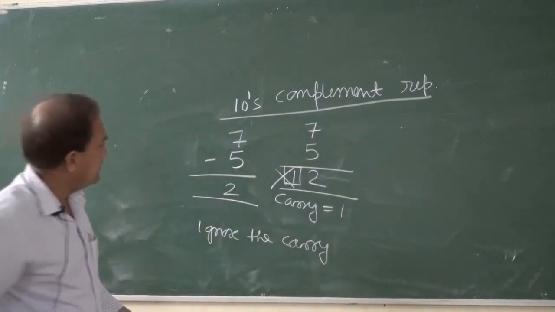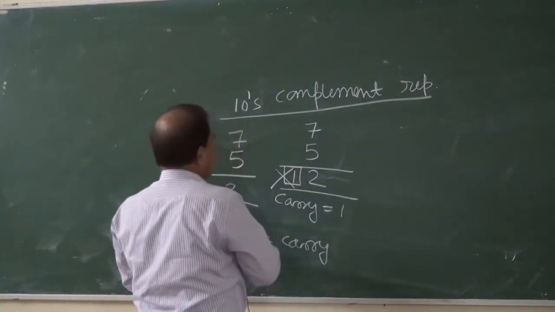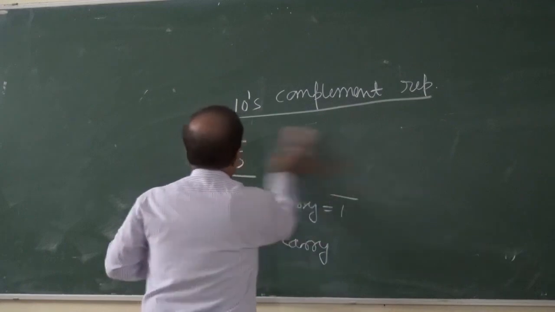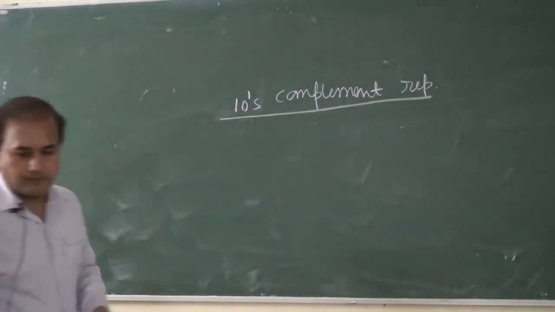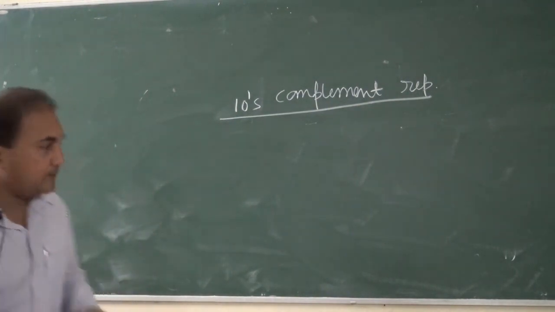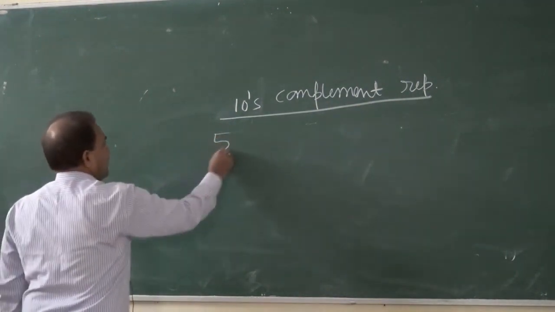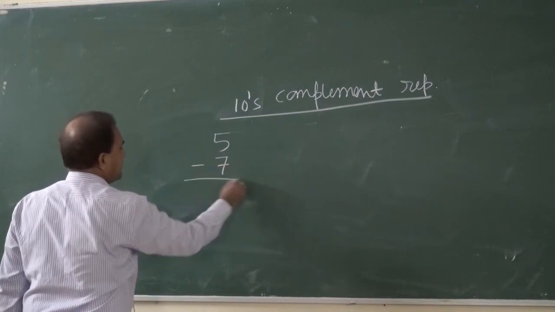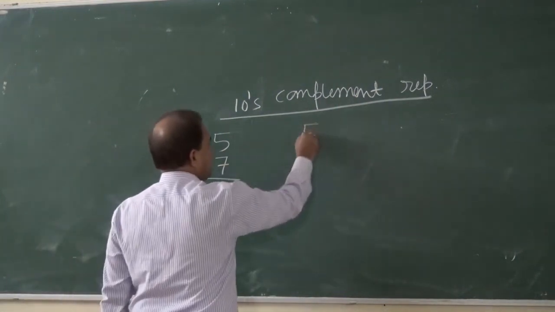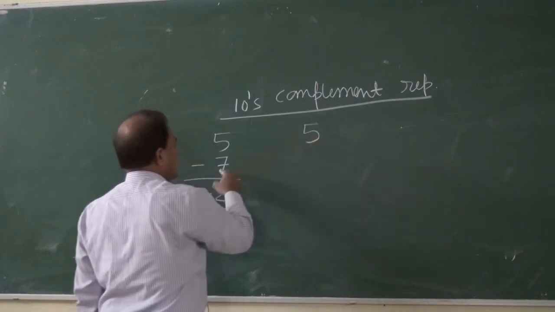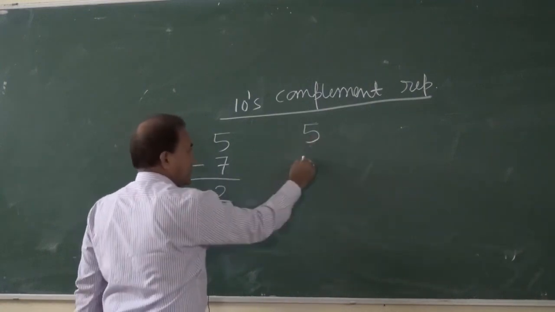So your result is matching. Okay. Now for the second case, that is 5 minus 7, which is equal to minus 2. Okay, so you are representing this 5, 9.